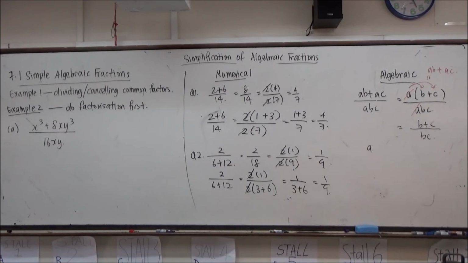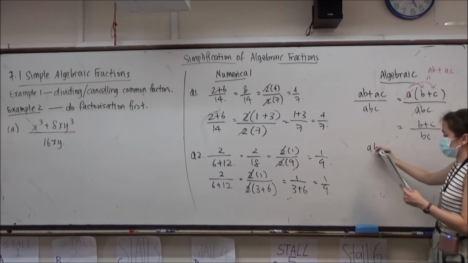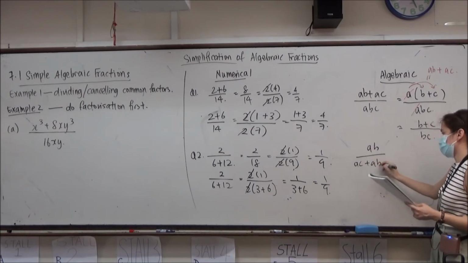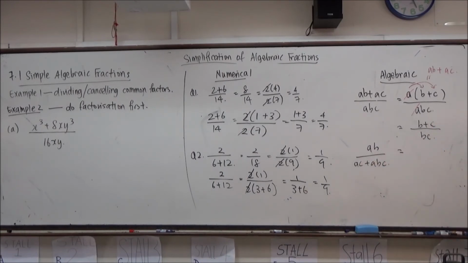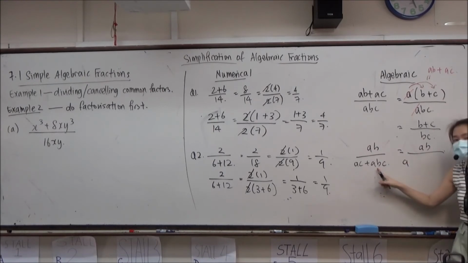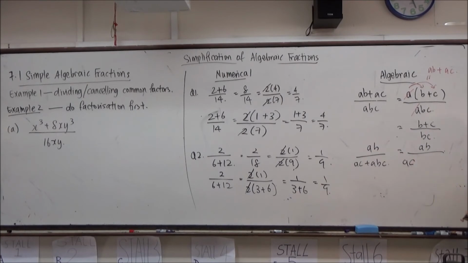if I were to have AB over AC plus ABC, I also cannot anyhow cancel because down here is a plus. So I must do factorization. At the top, nothing for me to do. Bottom, what can I factorize out? A. Between AC and ABC, what is common? We got A that is in common. Anything else? C. We got a C that is in common. Then I put brackets. AC, take out AC already. What will be left? 1. Okay, it's not nothing, it's 1.